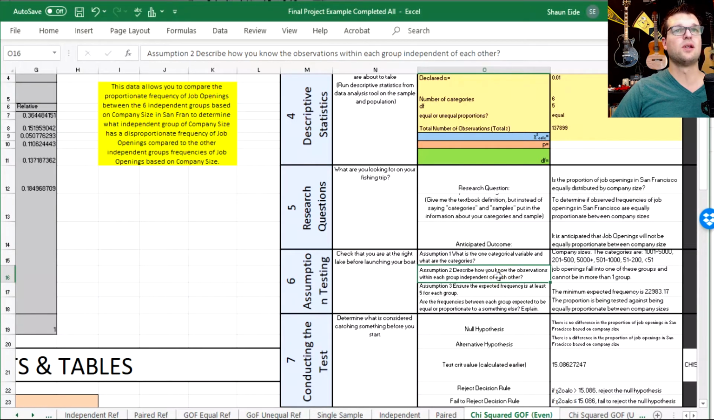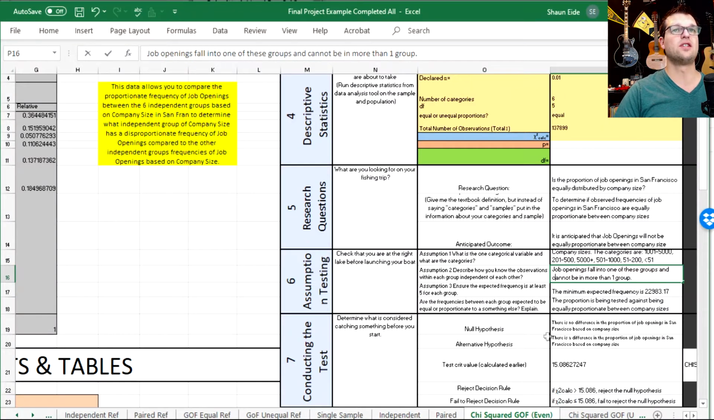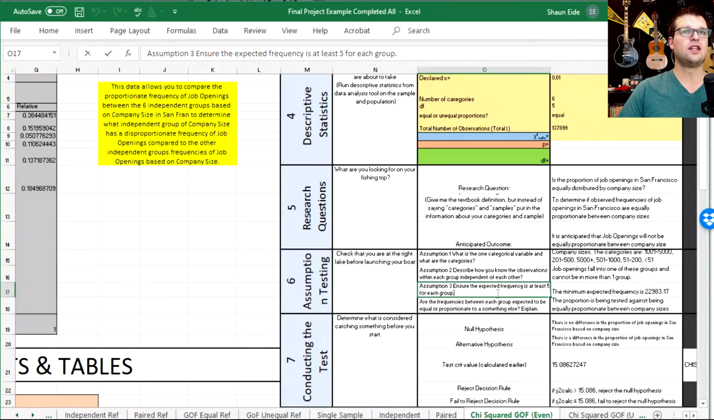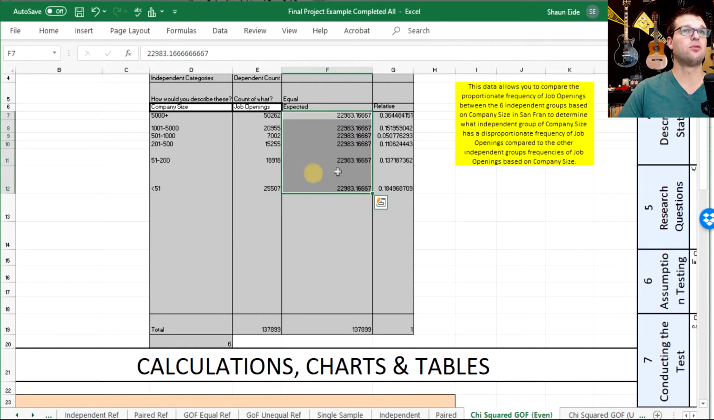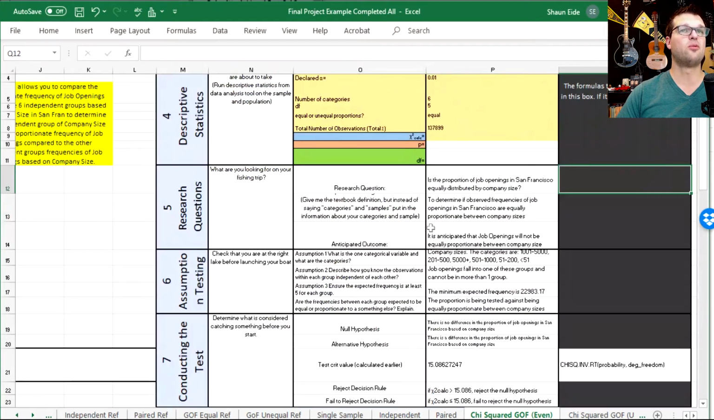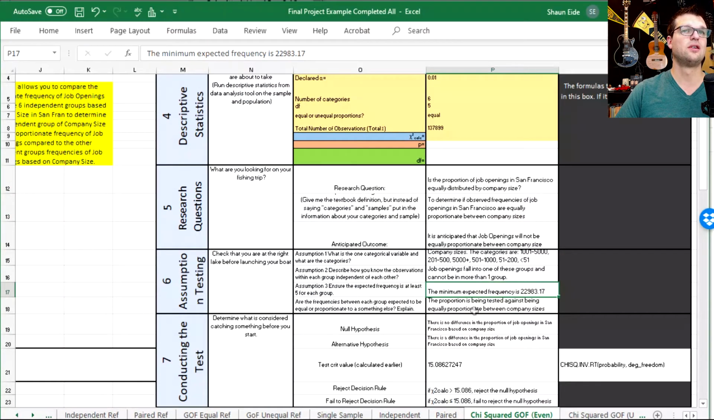Assumption 2, describe how you know that the observations within each group are independent of each other. Job openings fall into one of these groups and cannot be in more than one group. It's not complicated. Just tell me the very obvious answer. Tell me how you know that they're independent of one another. Next, ensure that the expected frequency is at least 5 for each group. So we're coming over here and we're saying, is the expected frequency at least 5 for each group? And the answer is yes, definitely yes. The minimum expected frequency is 22,983. If it's less than 5 for a particular group, you just can't trust the results. Okay, so the minimum expected frequency is 22,983.